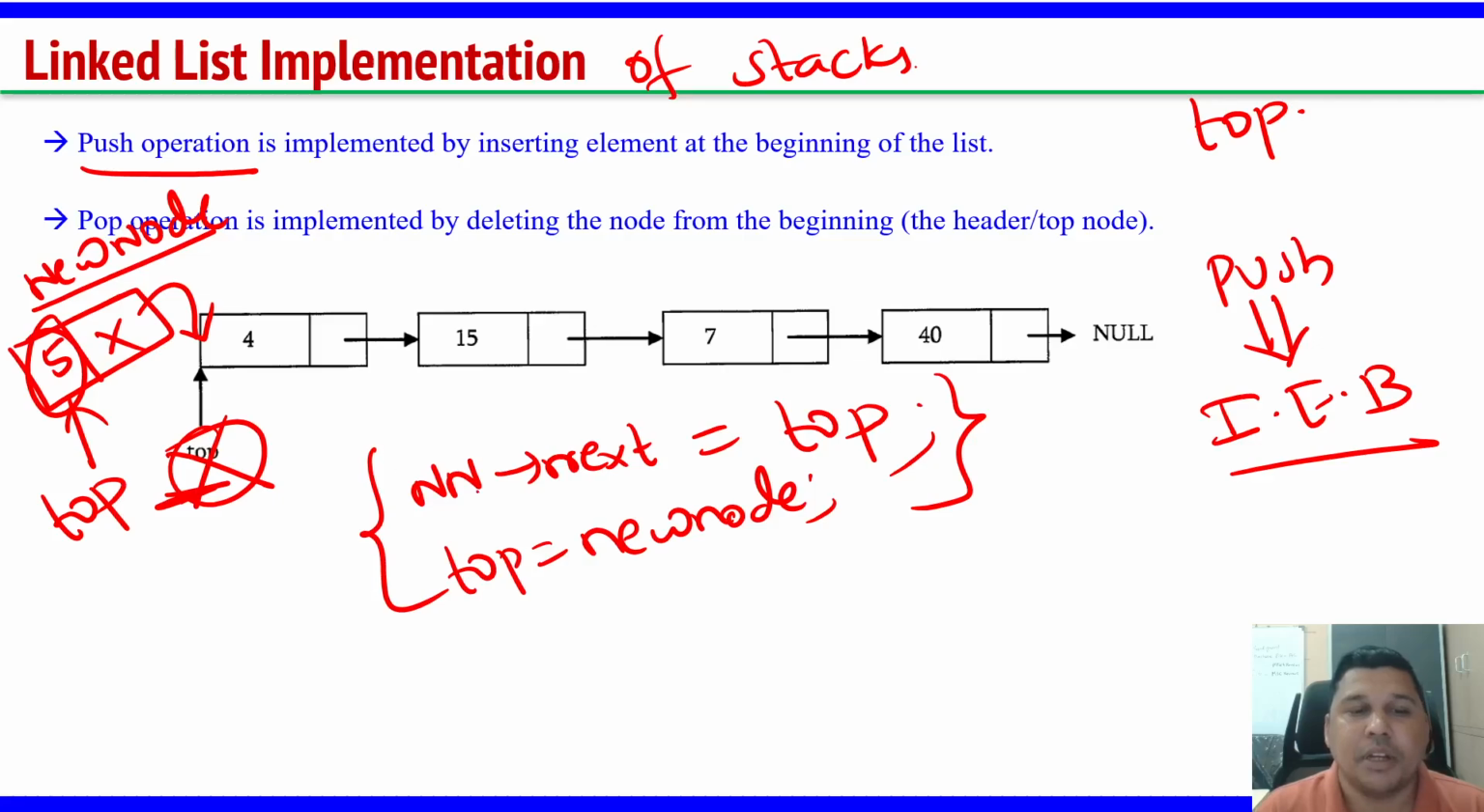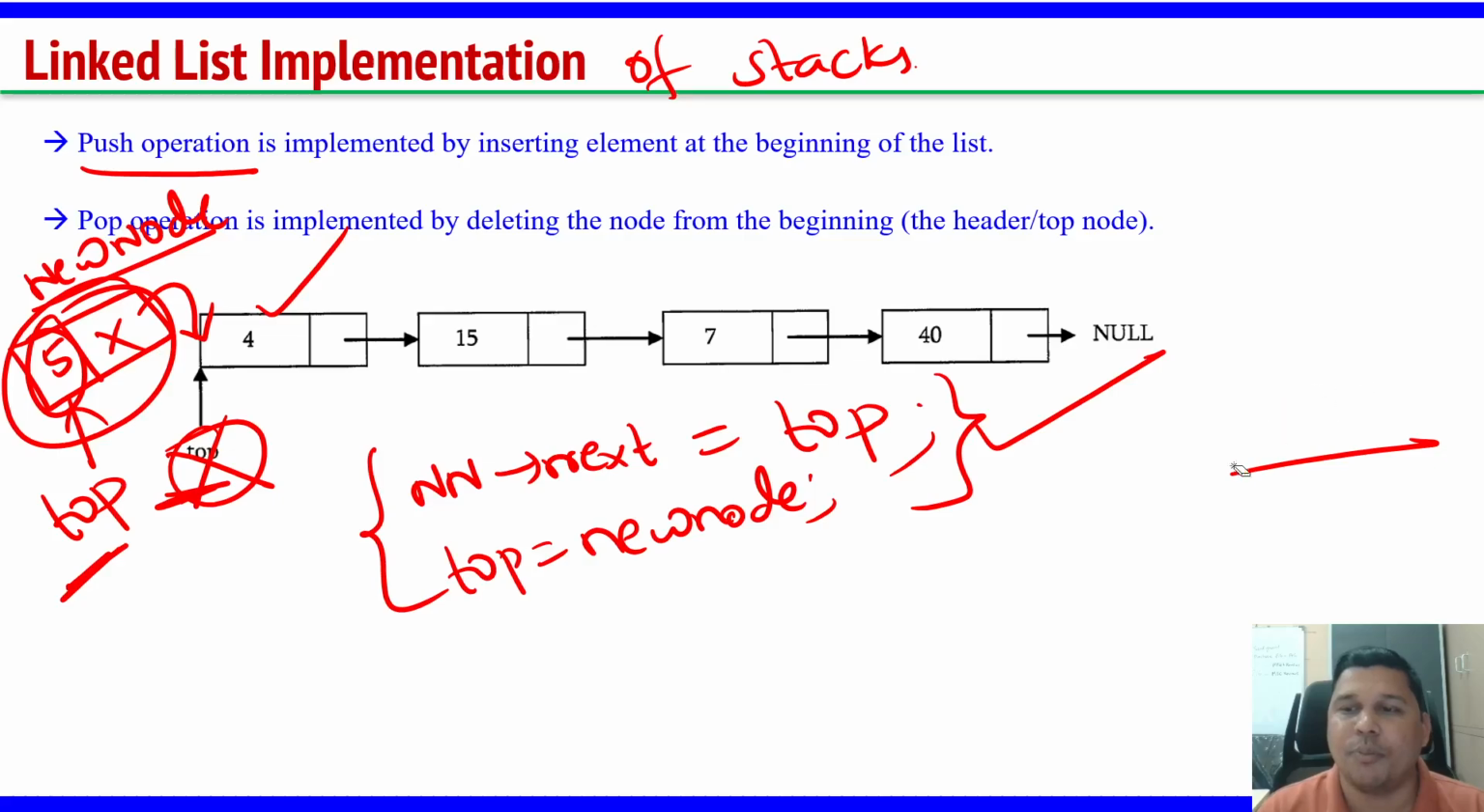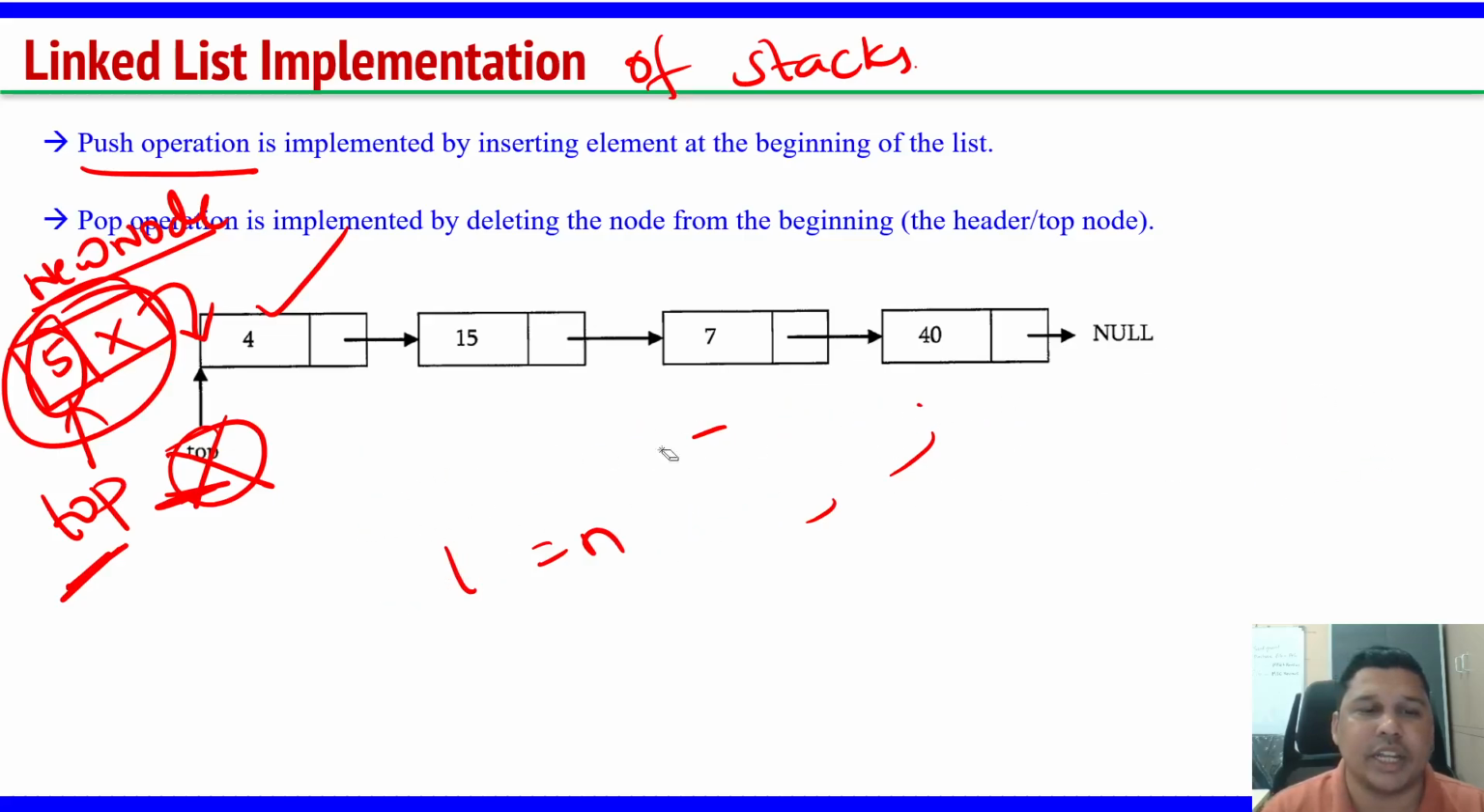Then second step, that new node next should point to this top, or head in our language of linked list. It should point to top, and then you have to make the new node as the top, because that is the inserted element, and top should always be pointing to the recently inserted element, right. So with these 2 lines you can complete the push operation. What is the next one? That is pop operation. Let's see how you perform the pop operation on the linked list.